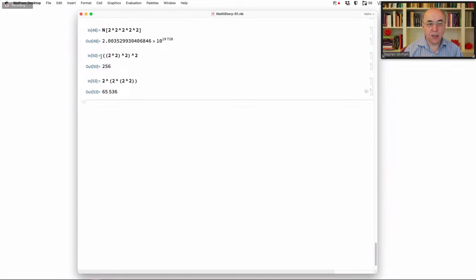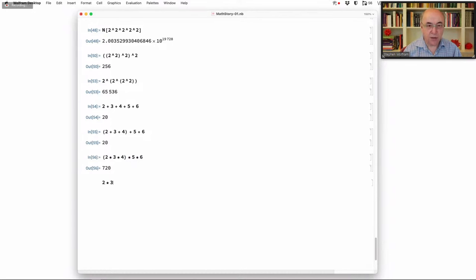It matters whether we're assuming that wedge groups to the left or groups to the right. Do the same thing with plus. We say 2 plus 3 plus 4 plus 5 plus 6. Okay, we get that result. We can put parentheses in anywhere we want. It doesn't make any difference. And that's a feature of the plus operation. It's this property of associativity that's true for plus and isn't true for power. For multiplication, same thing. We can do 2 times 3 times 4 times 5 times 6, and it doesn't matter.